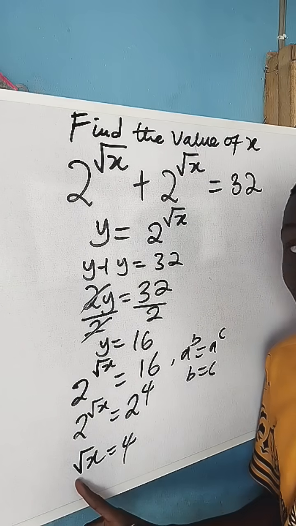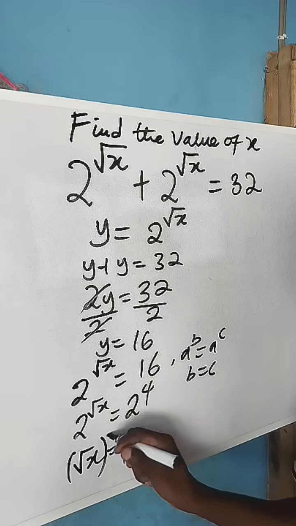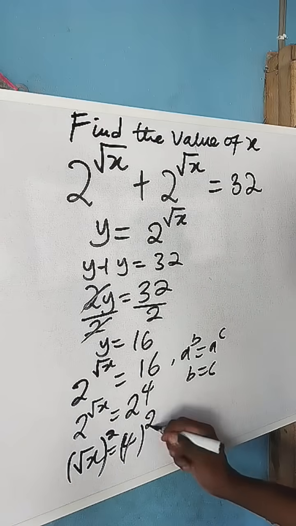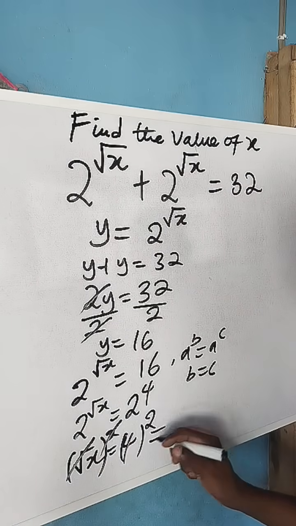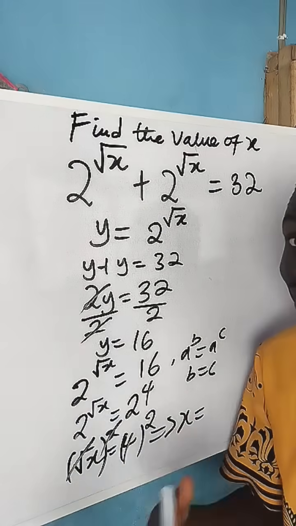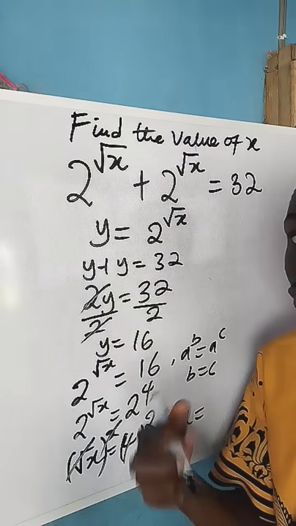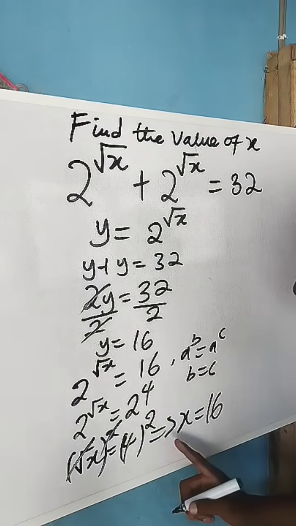Now there is a radical here, right? To get rid of this radical, you need to square both sides. Of course, if you do that, this cancels out. This implies that the value of x is equal to, now 4 squared means 4 times 4, right? 4 times 4 will give you 16. So the value of x that can satisfy this equation is 16.